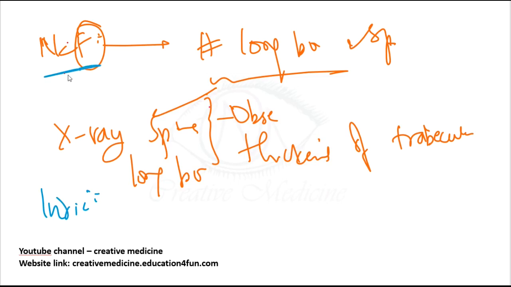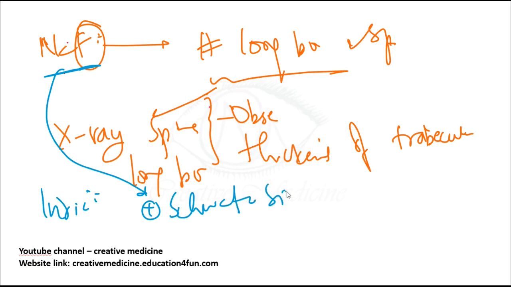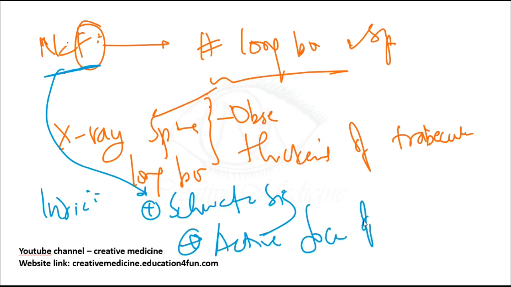When do you give sodium fluoride? Sodium fluoride is given if there is a positive Schwartze sign, that is, if there is a positive or active focus of infection going on, then you give sodium fluoride. Then it is also given in cochlear otosclerosis. So these are the different conditions where sodium fluoride is given.